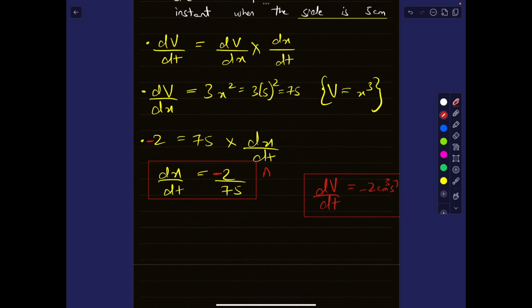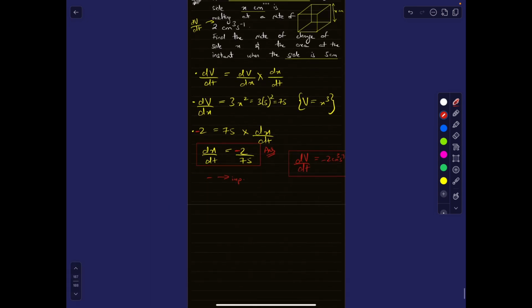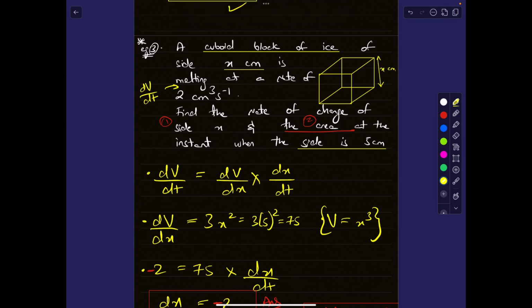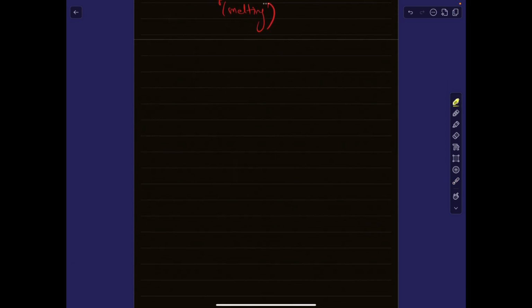Thus, this is our final answer, and yep, minus is important in this case. Why? Since it's melting. But this is not the end of the question, since we are also asked to find the rate of change of the area after finding the rate of change of side x. Once we have the rate of change of side x, we can proceed to find the rate of change of area. First of all, since this is what we have to find, form the chain rule.